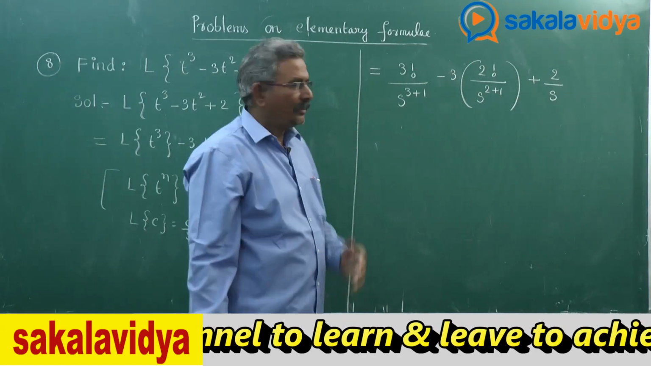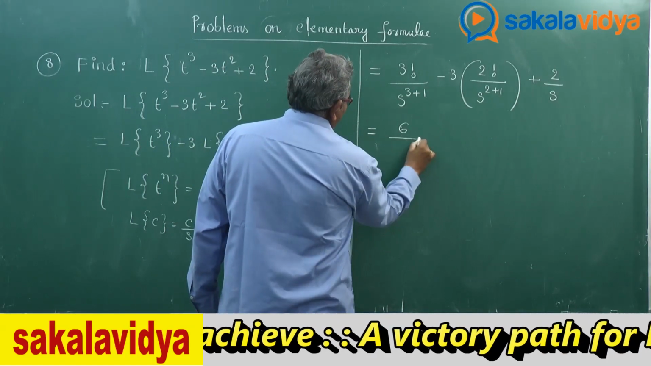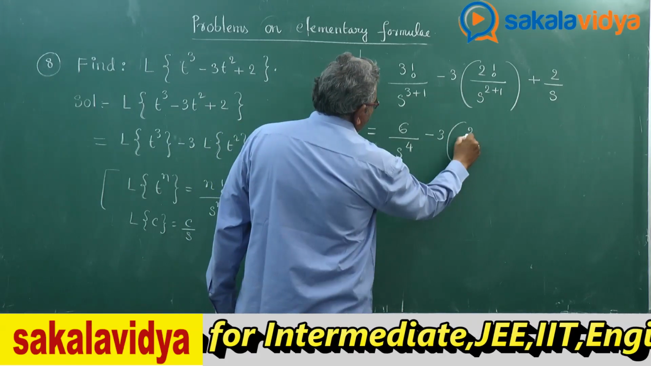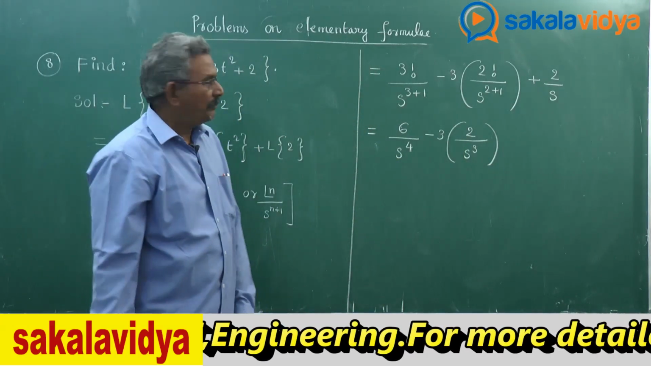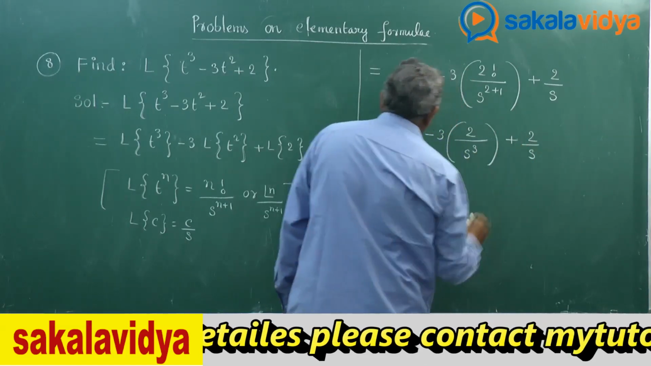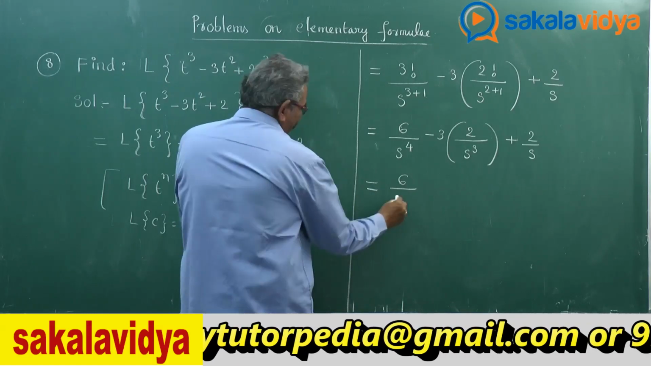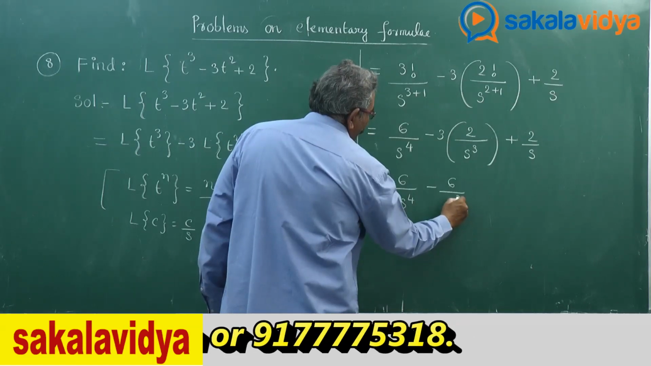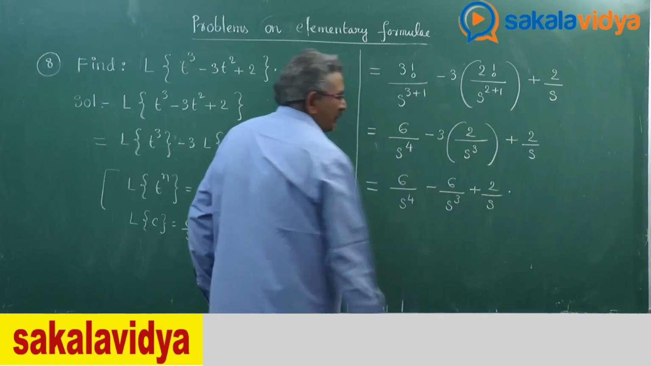So now 3 factorial means 6 by s to the power of 4, 3 times 2 factorial is 6 by s cube, plus 2 by s. This equals 6 by s to the power of 4 minus 6 by s cube plus 2 by s. This is the answer.